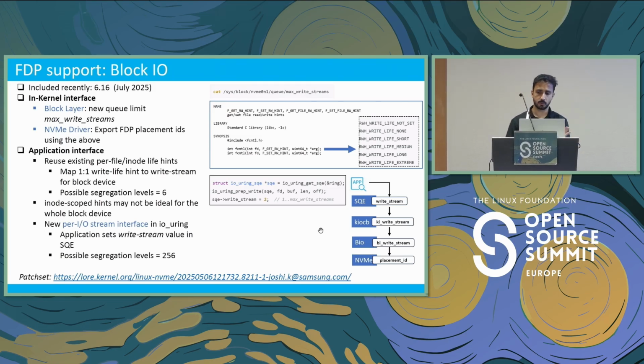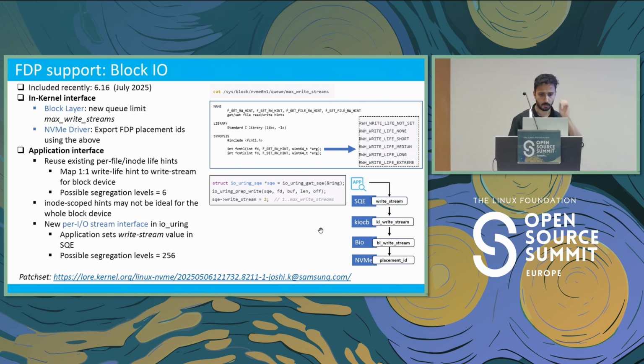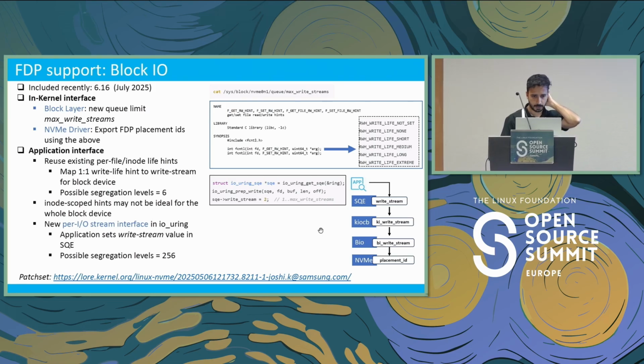So these are used over here. They are mapped to the FDP placement IDs. This allows an overall 6 segregation levels, because we have this count of 6, which may or may not be ideal. That depends on the underlying device. If you have a device which actually has more, likely you will have more. So this may not go well. You need something better than that.